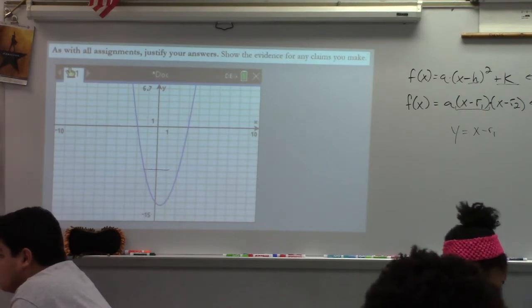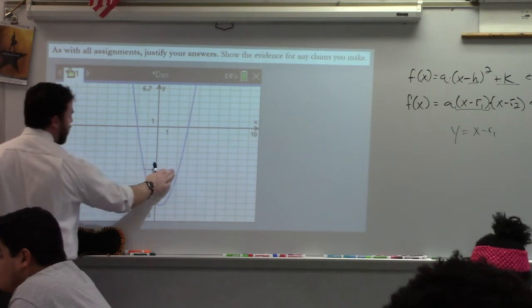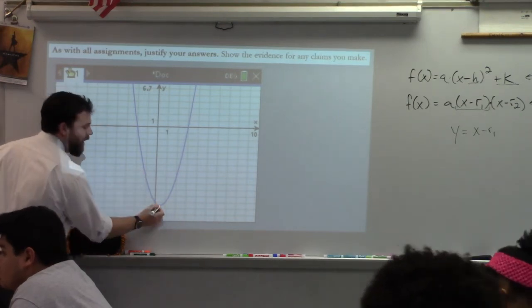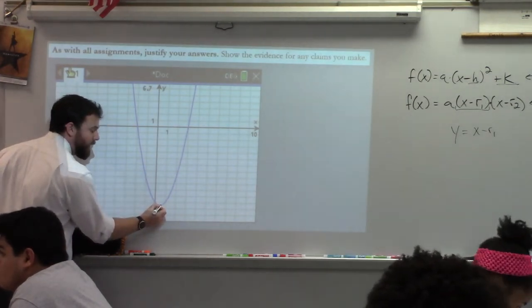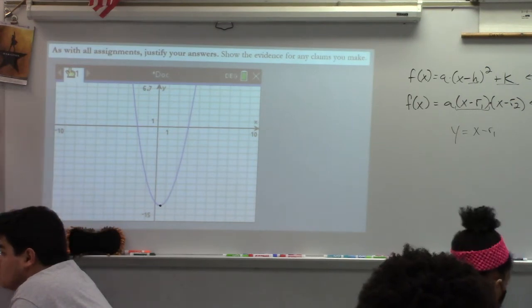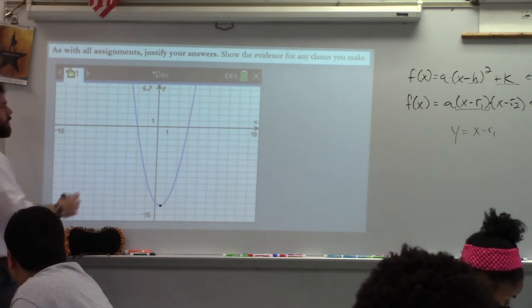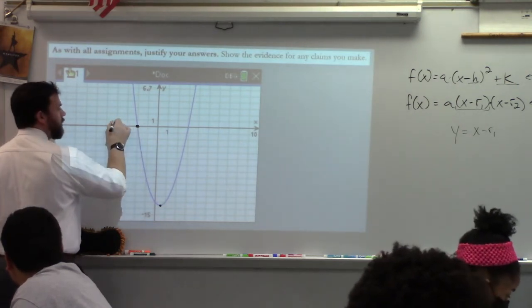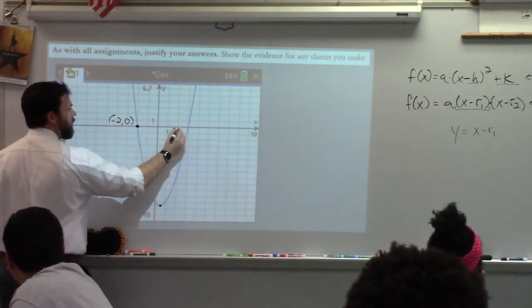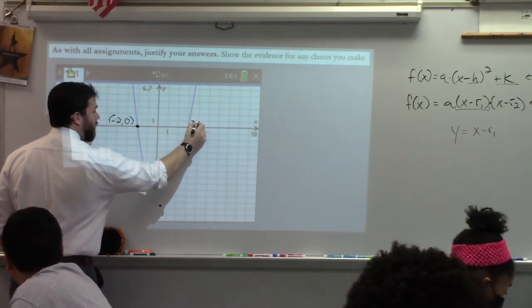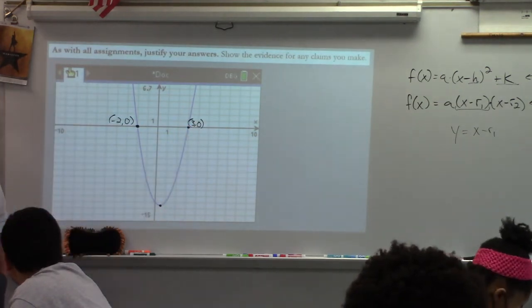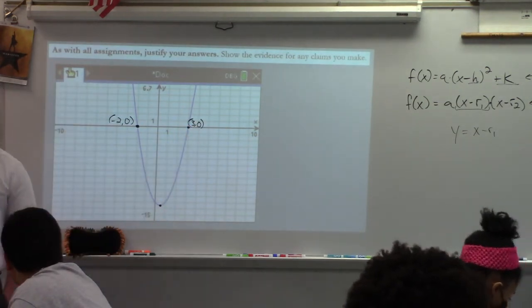So, I will point this out. Do you see a vertex? Yes. It's not on a clear intersection of grids. So you could do vertex form, but it might be a little bit harder. Do I have clear roots? Yes. Negative 2 comma 0. 3 comma 0. Notice this is just like numbers 7 through 10, except for one small difference.